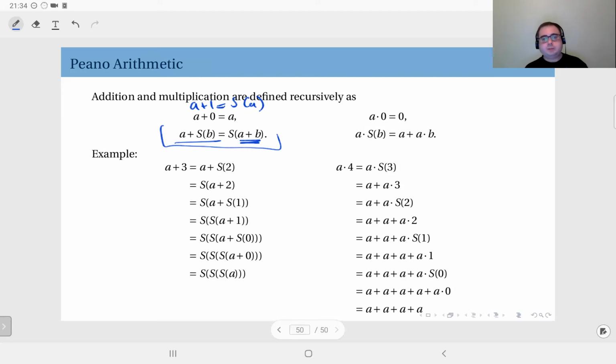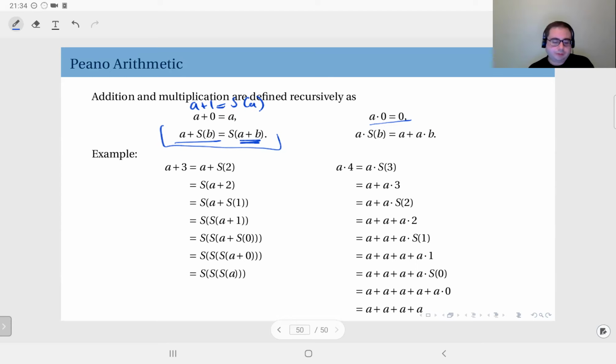So it's a recursive definition in that sense. And when it comes to multiplication, again, a times 0 is defined as 0. Again, Peano would have defined it as a times 1 equals a, but we define using 0. And a times the successor of b is equal to a plus a times b. Okay, so these definitions are sufficient to set up this arithmetic.